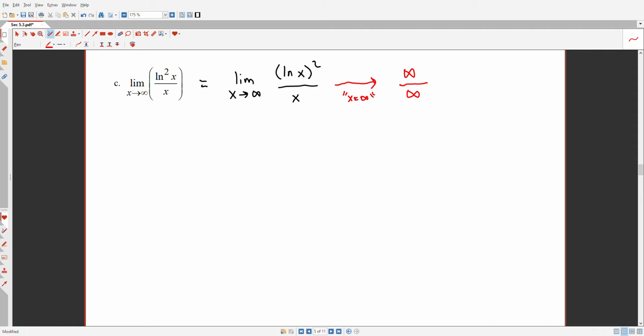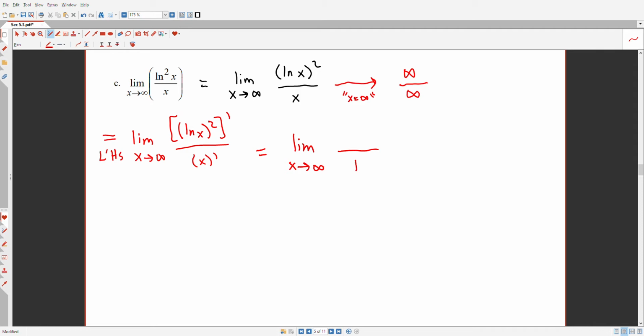So I get to use L'Hopital's rule. So by L'Hopital's rule, this limit equals this new limit. The derivative of the top function, so that's the natural log of x all squared, and now I gotta prime it, divided by the derivative of the bottom function. The bottom function is pretty easy to take a derivative of. The derivative of x is 1. Now the top function isn't that bad either. I just have to do a chain rule. The outside function is a power function, raising to the second power. So I bring the 2 down, and then I multiply by the derivative of that inside function.